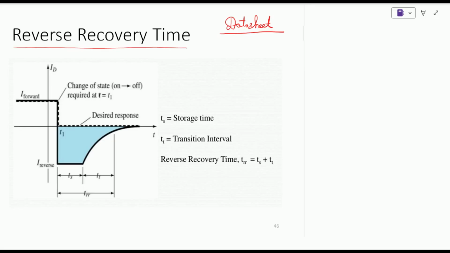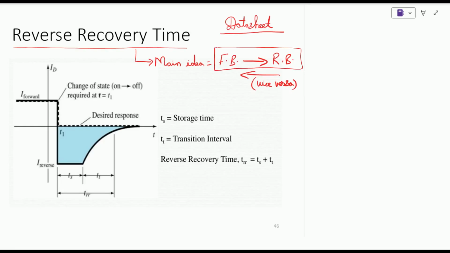The main idea behind the reverse recovery time concept is what happens when our system is working in the forward bias condition and we immediately switch it to the reverse bias condition, or it can be vice versa. Normally we don't operate in the reverse bias and switch to the forward bias, but the idea is what happens if our system is working in the forward bias condition, which means that our current is getting generated, we have a knee voltage, there is less resistance, and immediately we change the polarities of the diode.